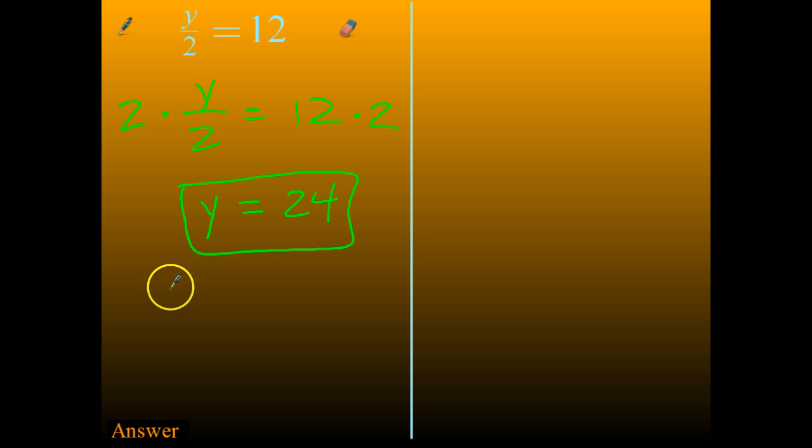And let's check it. If I have 24 to begin with and I break it into groups of 2, do I get 12? And the answer is yes, you do. Okay. Let's do one more here. Go ahead and you try this.